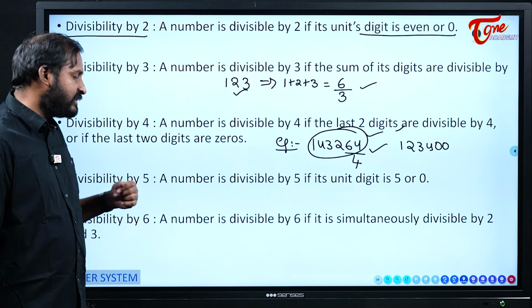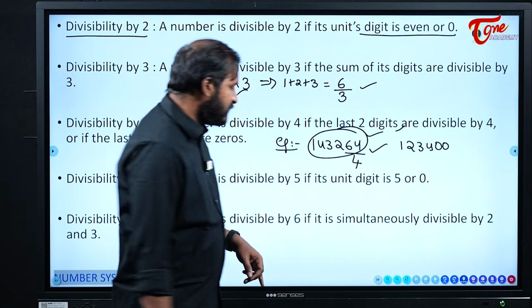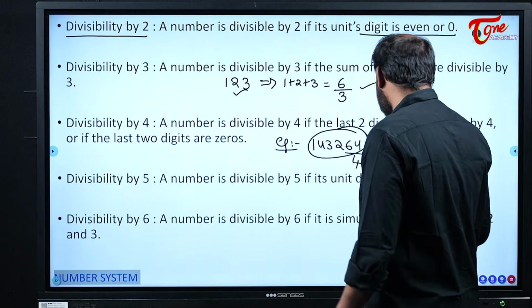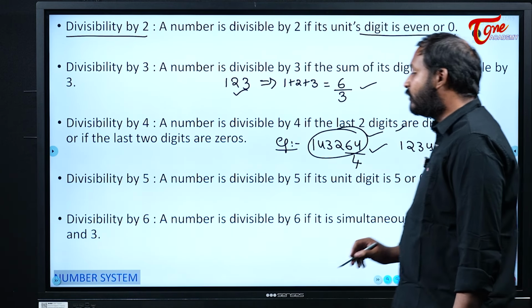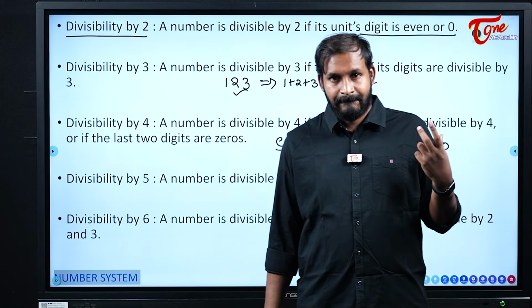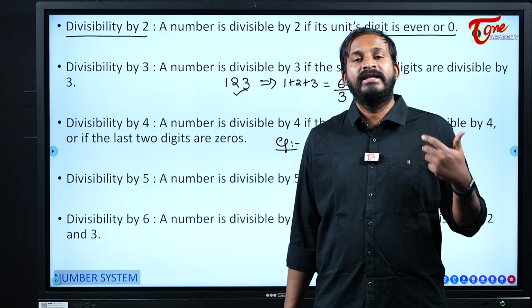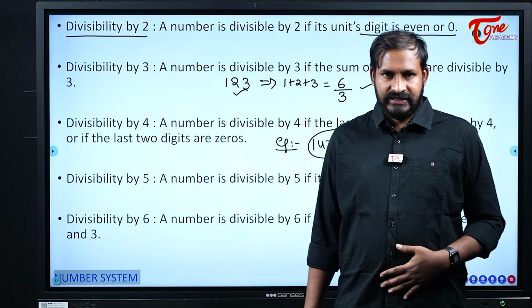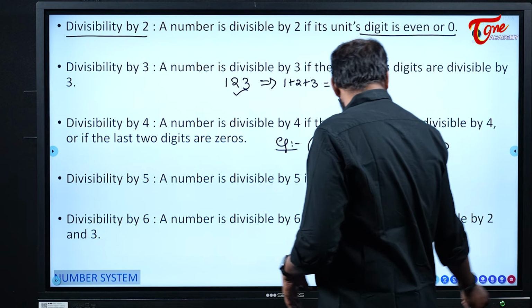Next, divisibility by 6. A number is divisible by 6 if it is simultaneously divisible by 2 and 3. That means any number which is divisible by both 2 and 3, that number is divisible by 6.